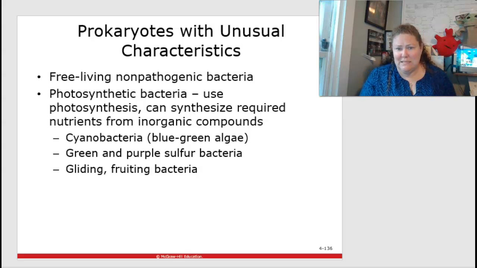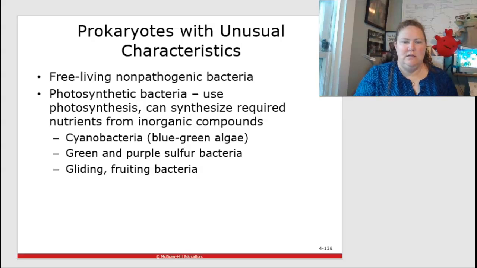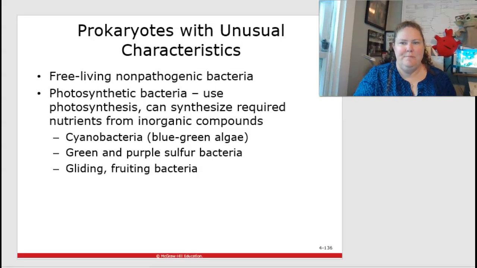And some important ones in this category would be our cyanobacteria, which are blue-green algae, our green and our purple sulfur bacteria, as well as gliding and fruiting bacteria.